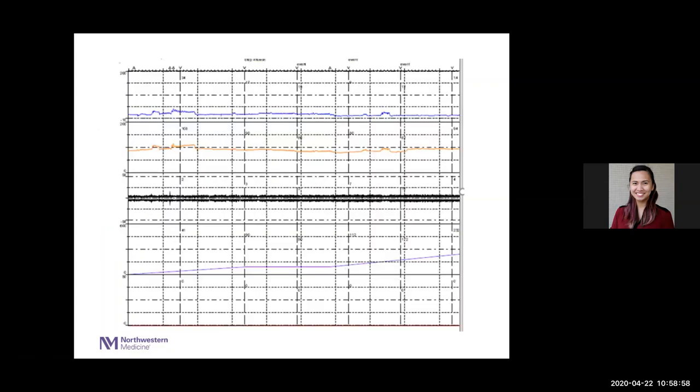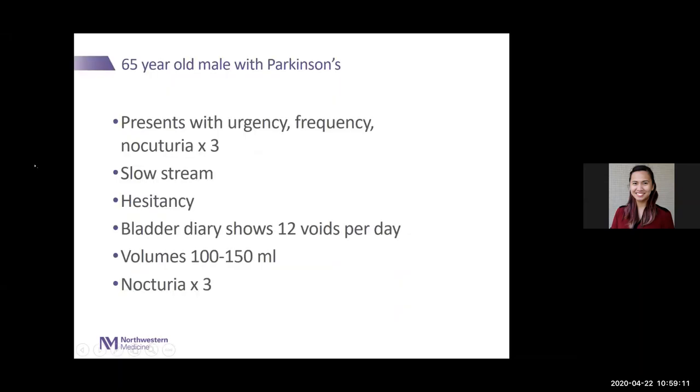Okay, so he ended up getting anticholinergics, and this is actually his true to life follow-up tracing. I am not making this up. Again, he refused the rectal catheter, but his pressure stayed nice and low. This is furiously high, but you can see it's a nice flat tracing, and he was a lot better.